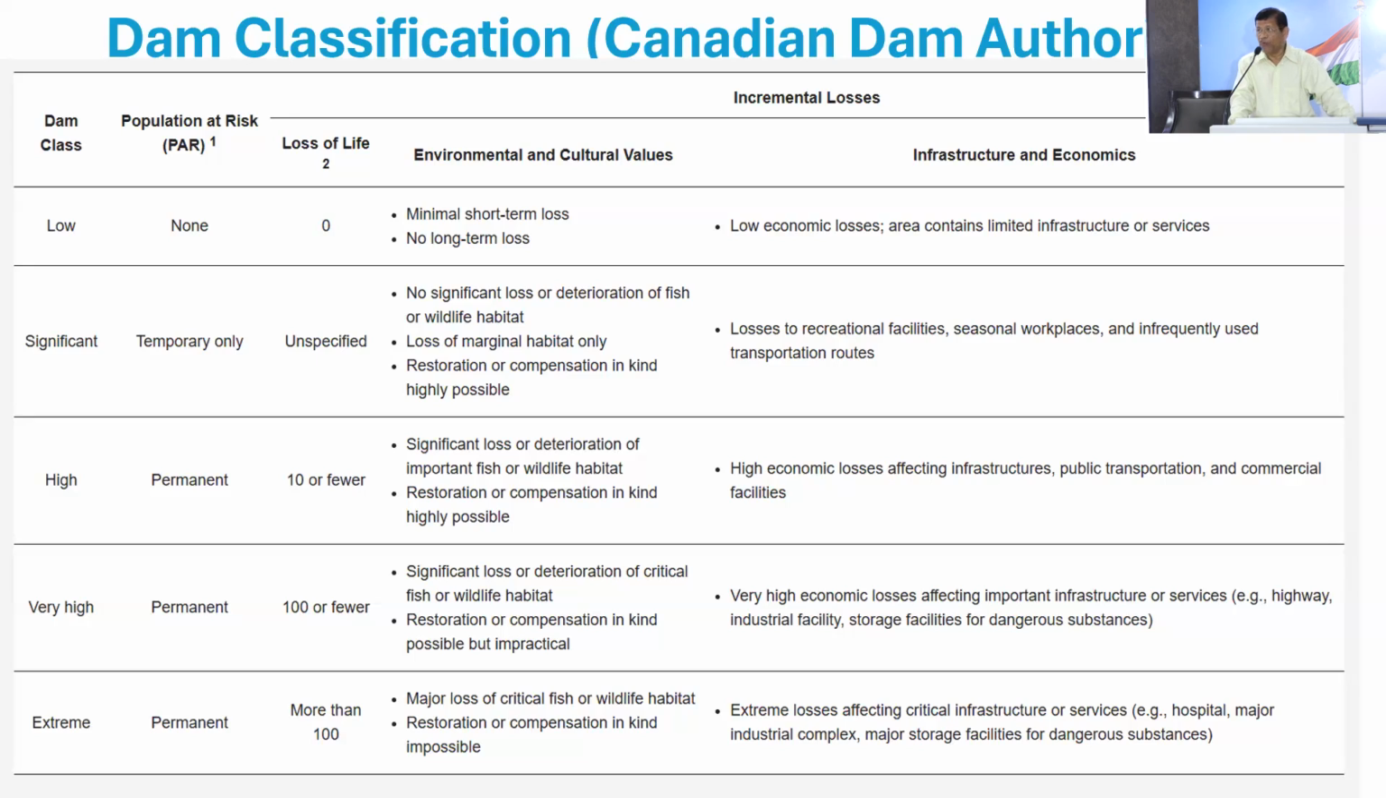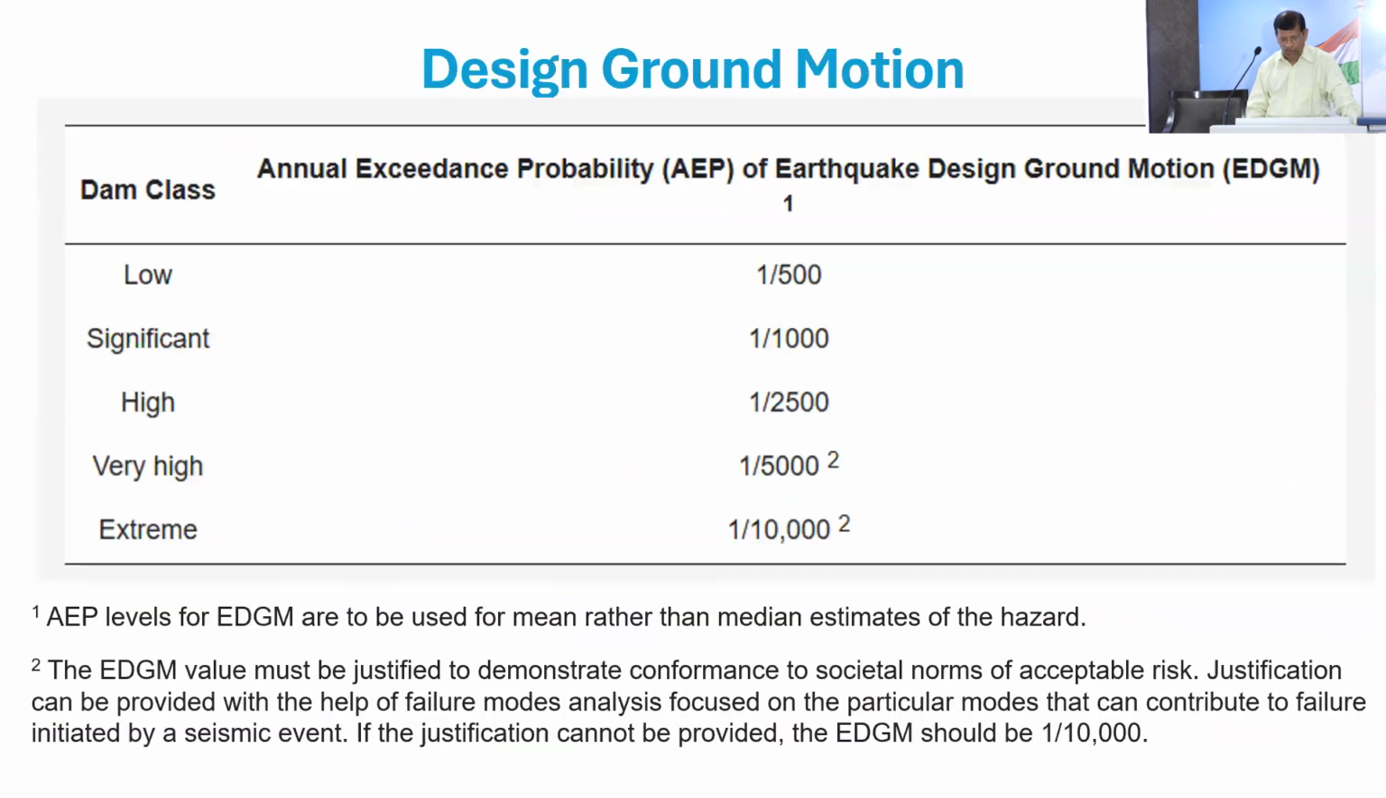Then the extreme one is definitely very much prone to highly active seismic areas. There the loss will be more than 100, and there will be major loss to wildlife, restoration also impossible, extreme losses. So each site we will classify, and next I will show you why we do the classification, because this is very important.